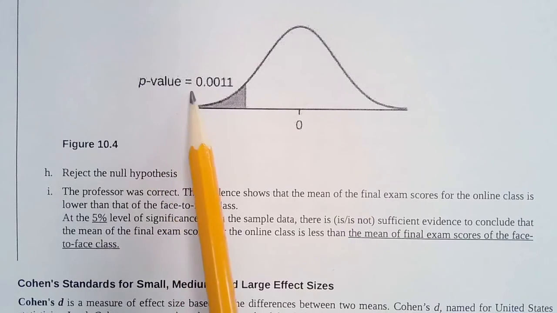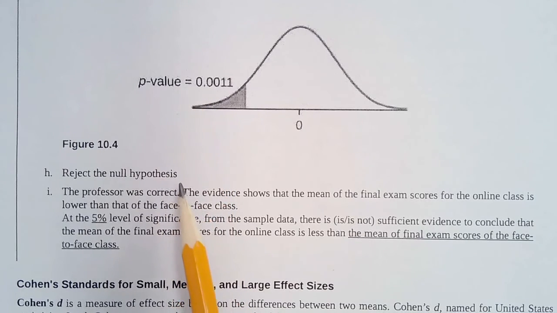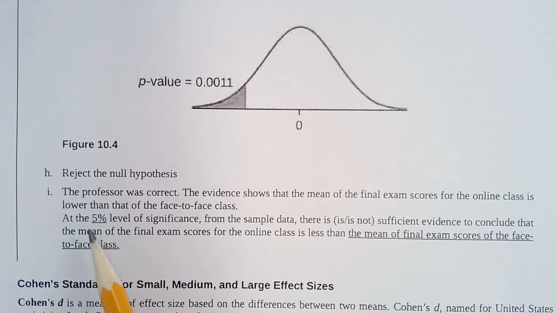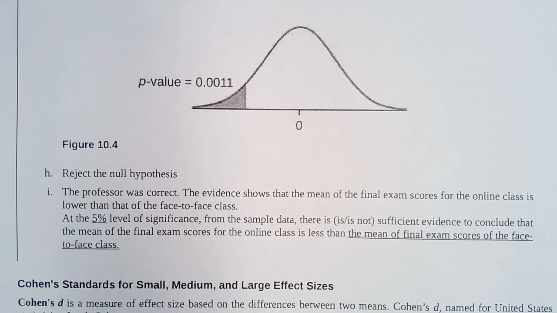All right, so we put that in, 0.0011. That's a left tail, that's the probability of getting that rare event if it happens by chance. So that tells us it's going to be lower than the alpha, so we're going to reject the null. In other words, the professor's correct. At a 5% level of significance, from the sample data there is sufficient evidence to conclude that the mean final exam scores for the online are lower than face-to-face. So the scores for the online class are lower and the face-to-face are better. So we reject the null hypothesis because if the p is low, the null must go.